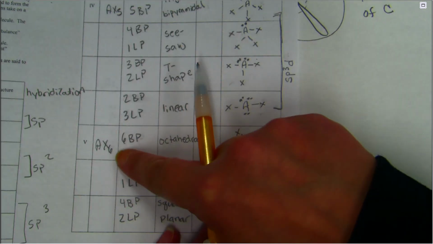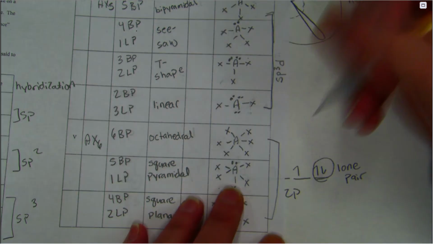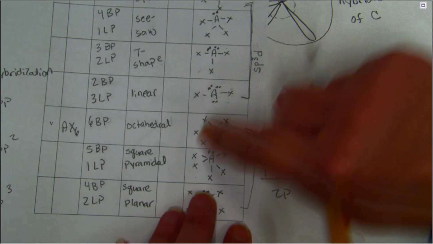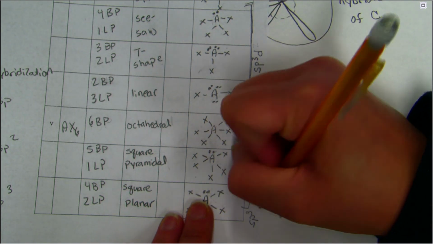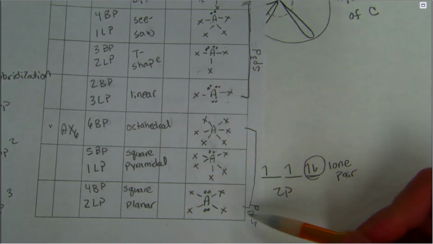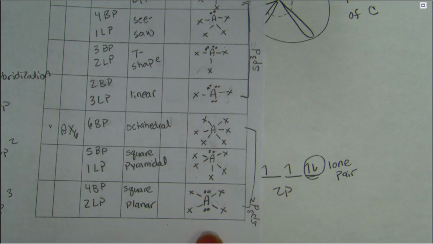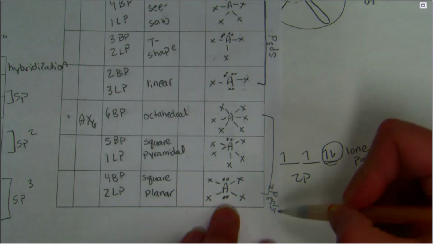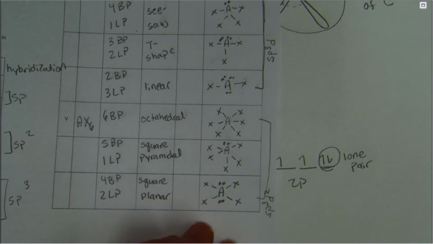If I have 6 things around the central atom, my s can hold 1 orbital, my p has 3 orbitals, and my d, I have 6 things around it, so 3 plus 1 is 4, so that needs to be a d2 in order to give me 6 total. 3 plus 2 is 5, plus 1 is 6.